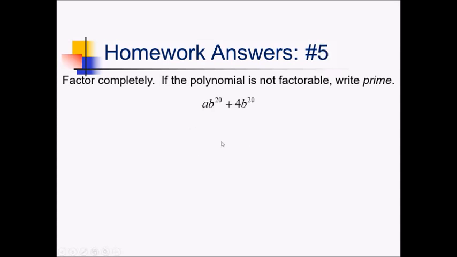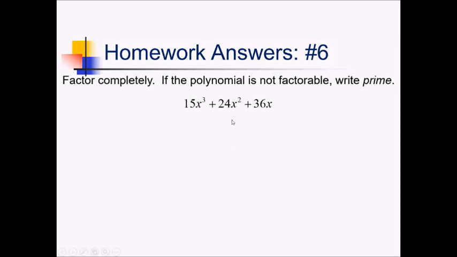In order to factor this one, we have to look for common factors. The coefficients are 1 and 4, so there's nothing we can really take out there. In terms of variables, these both have b's. In fact, they both have b to the 20th power. So we can take out a b to the 20th power. And now I'm just going to put inside whatever's left when I divide each of these terms by b to the 20th. So for the first term, that's just going to be a left over. And for the next term, that's just going to be plus 4.